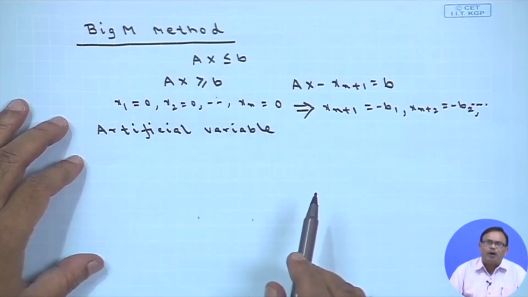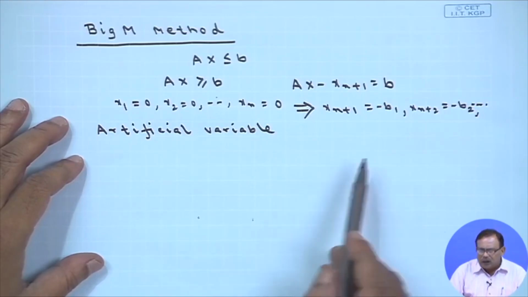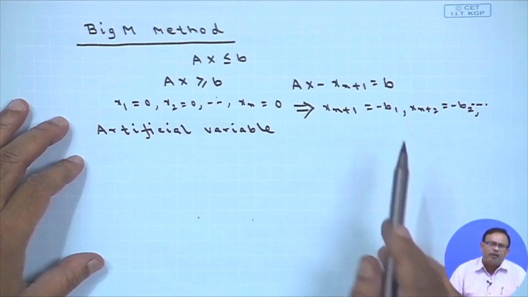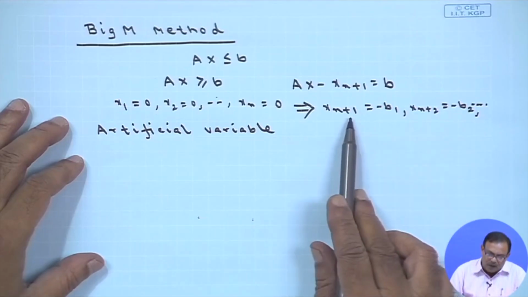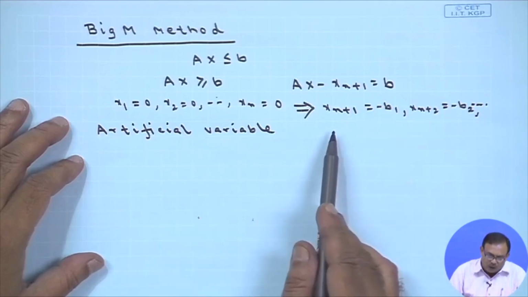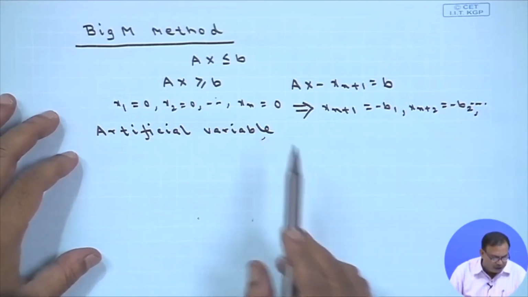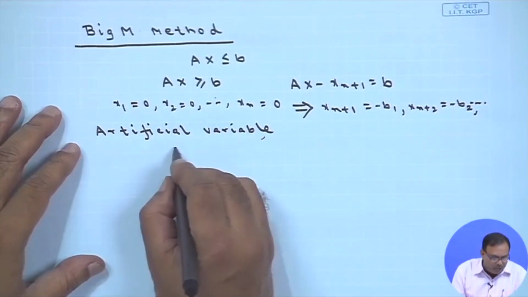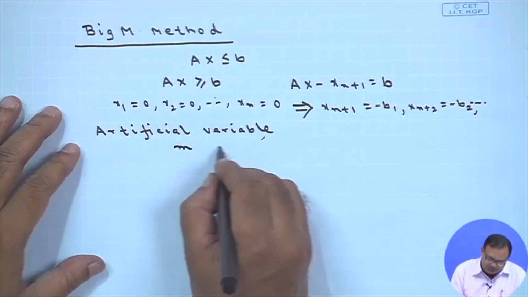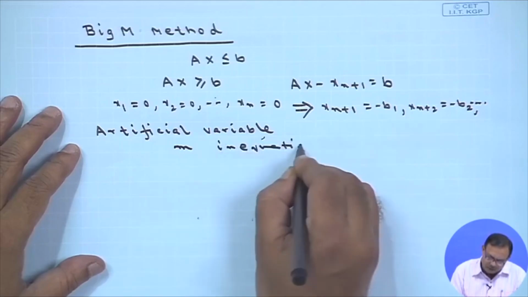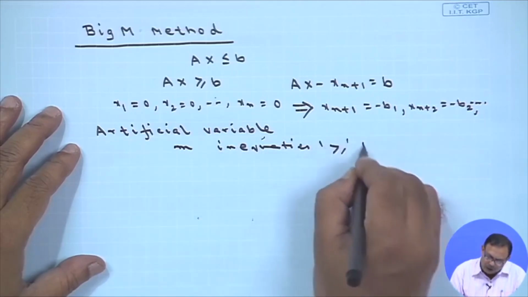So, basically whenever you are using a surplus variable, we check that the value of the surplus variables becomes negative, which is not acceptable. For this reason, for each surplus variable, we add one more variable, which is known as an artificial variable. So, actually what happens, suppose you have m inequalities of greater than equals type.